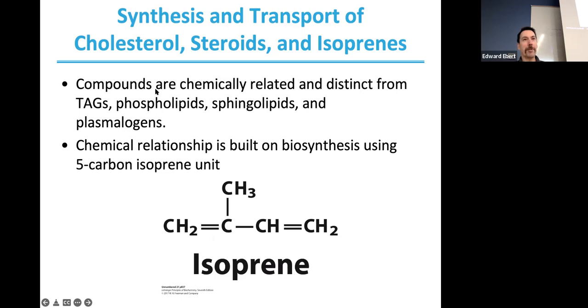But our cholesterols and our steroids and our isoprenes are related but distinct from our TAGs, phospholipids, sphingolipids, and plasmalogens. You can think of those previous ones as being glycerol based or sphingosine based, in their own class: traditionally 3 things attached to a glycerol backbone or 2 things attached to a sphingosine backbone. For our cholesterol, we're going to be looking at this ring structure, and we're going to see it is built up using 5-carbon isoprene subunits.